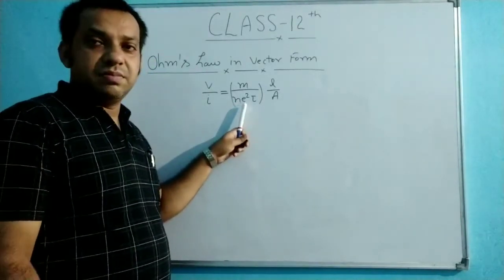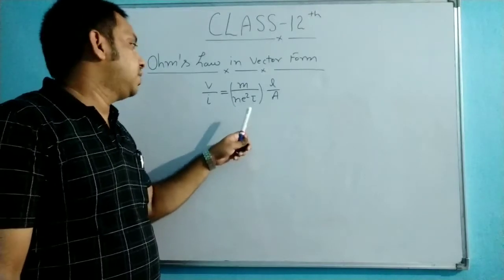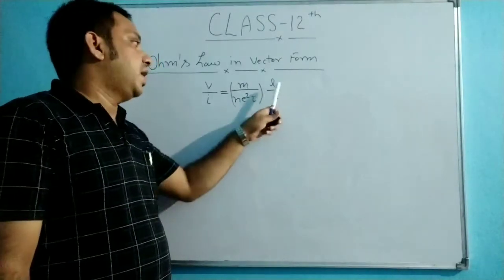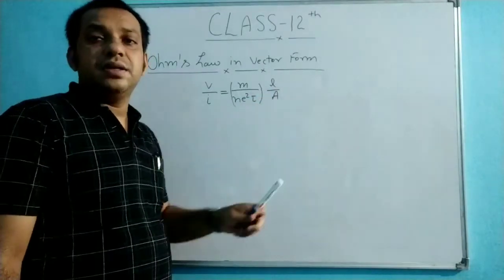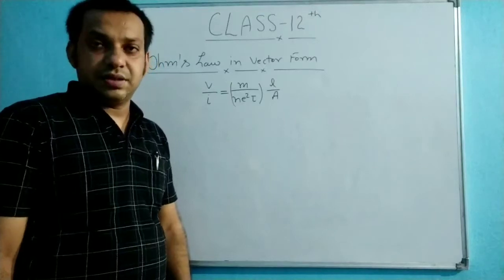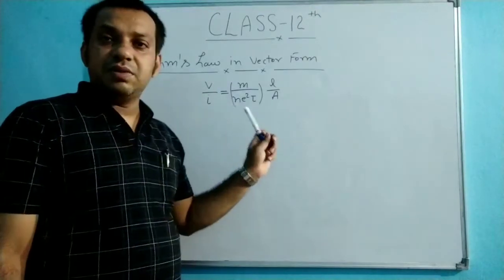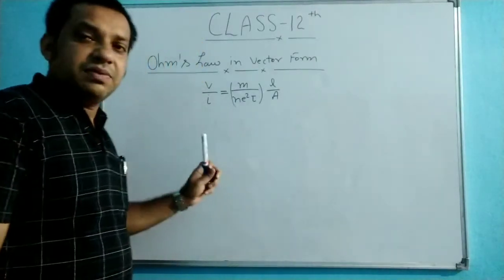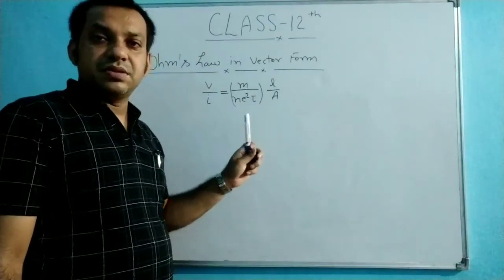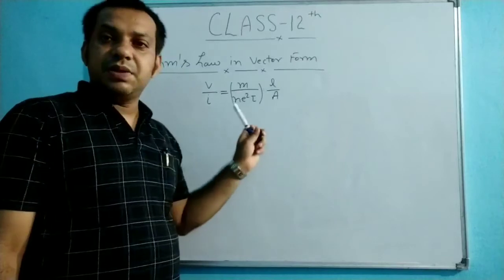e is simple, you know that it is 1.6 × 10⁻¹⁹ coulomb, and tau is the average relaxation time of the free electrons. L is the length of the conductor, and A is the area of cross section of the conductor. So this is the outcome of our previous derivation. If you have any doubt, you should mention it in the comment section, but already I have explained each and every term.